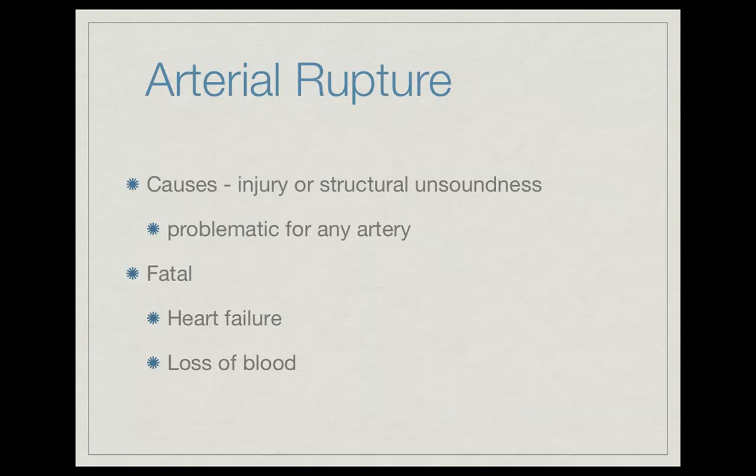Arterial ruptures occur when an artery has been compromised in some fashion that disconnects the circulatory system. Arterial ruptures are caused by either injury or structural unsoundness. No matter the cause, arterial ruptures are problematic because of the large volume of blood that they carry. There is no cure or procedure for handling this condition. Once an artery has been ruptured, heart failure or loss of blood quickly follows as the cause of death.